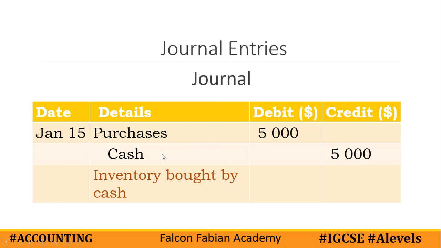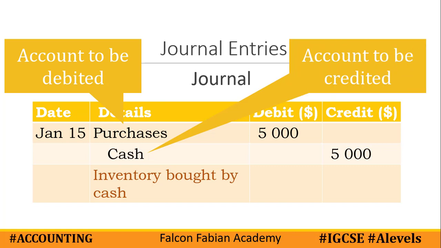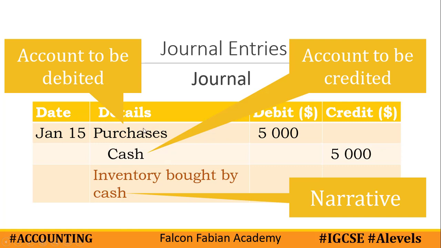Now journal entry has a structure. In a journal entry, there are 3 things that you record. The account that is to be debited is written in the first line. The account that needs to be credited is written in the second line. And then you write a brief explanation about the journal entry, which is called narrative.